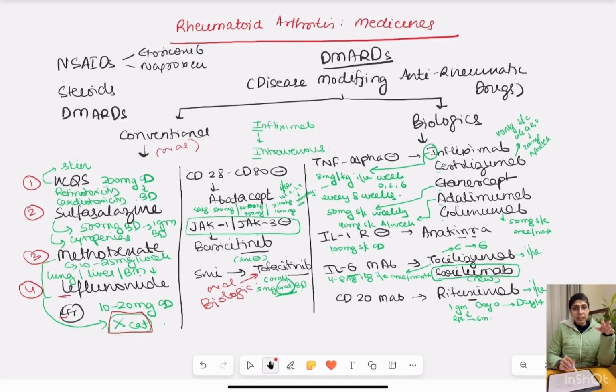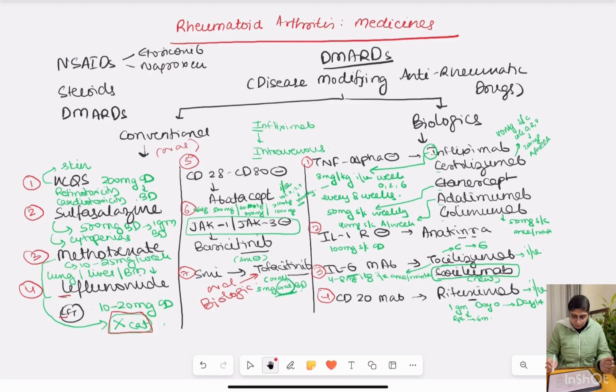HCQS can lead to retinotoxicity, cardiotoxicity, skin pigmentation. And then biologics, we have TNF alpha inhibitors, we have IL-1 receptor inhibitor, we have IL-6 monoclonal antibody, we have monoclonal antibody against CD20, then we have CD28 to CD80, then we have small molecules like JAK1, JAK3 and another small molecule inhibitor, that is tofacitinib. These are the biologics. So there are mainly 3 categories, right? TNF alpha inhibitors, interleukins, IL-1, IL-6 and then the CD markers. And then the small molecules, so 4 categories, right? These are the 4 categories that are involved in the pathogenesis of rheumatoid arthritis too, right?